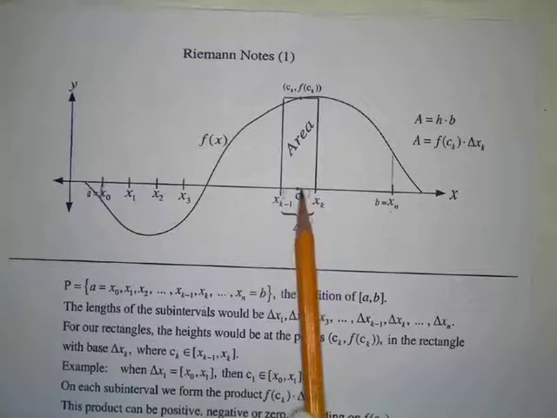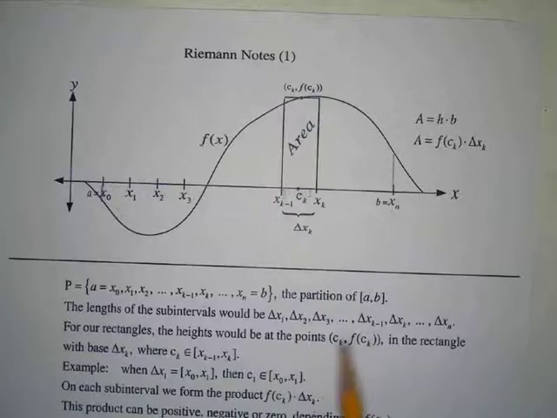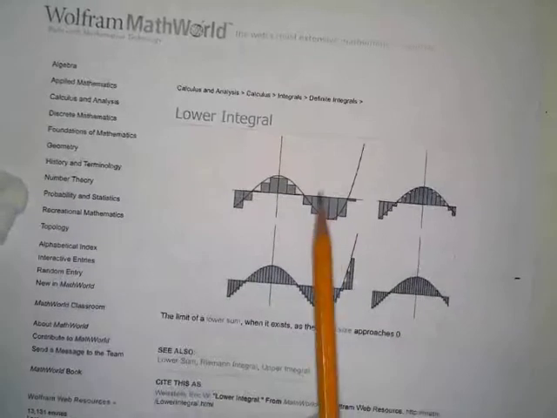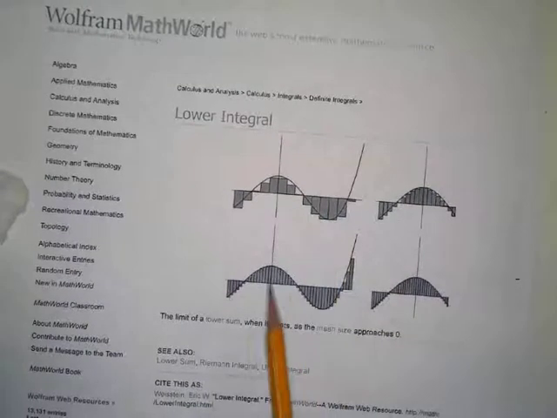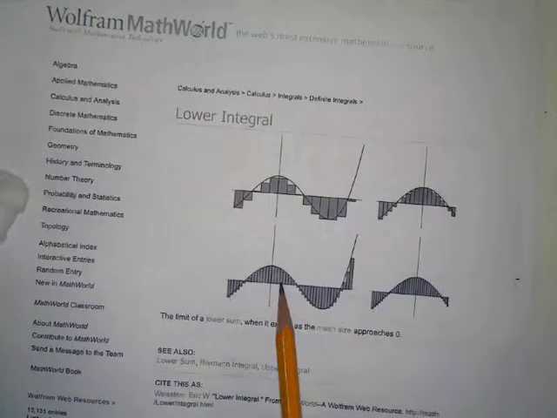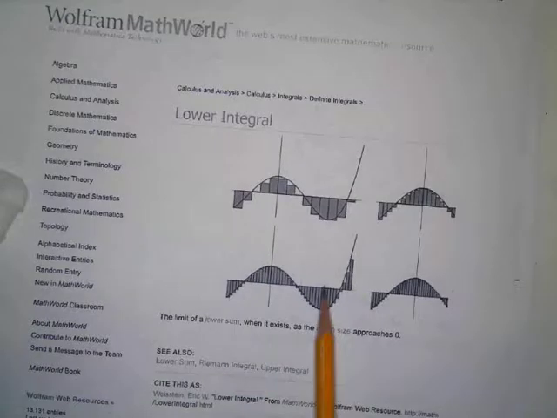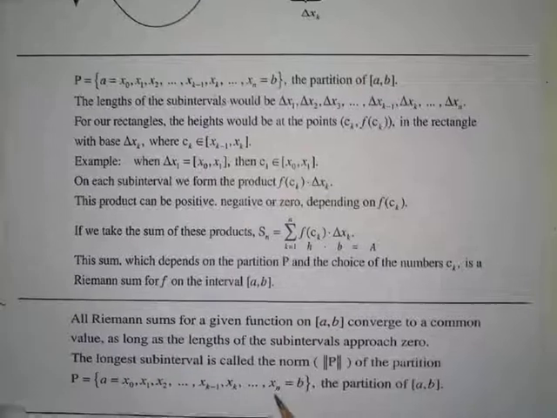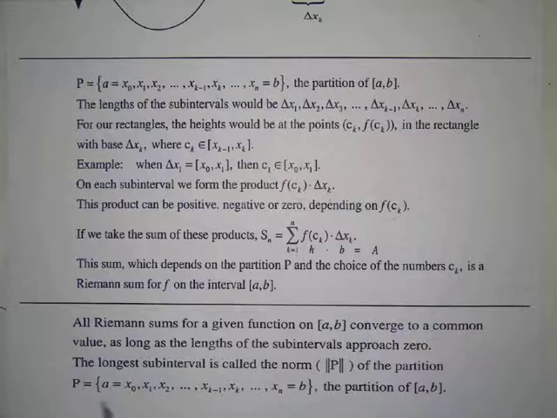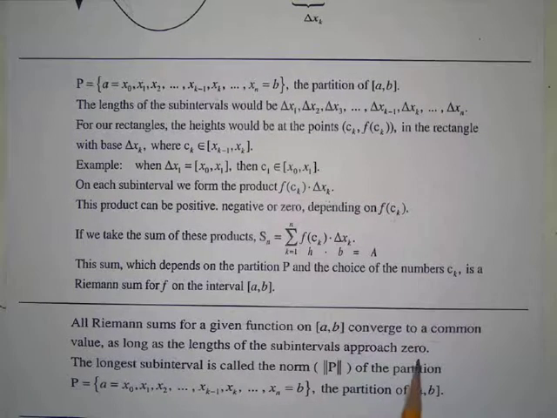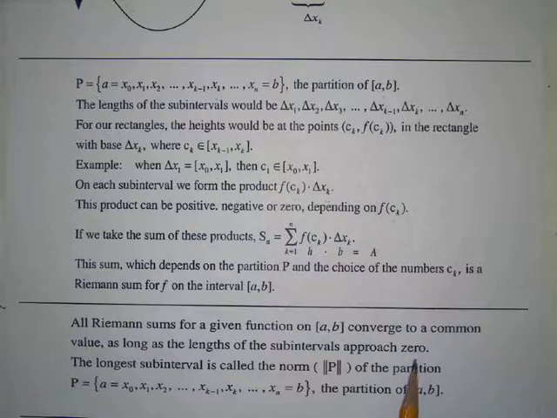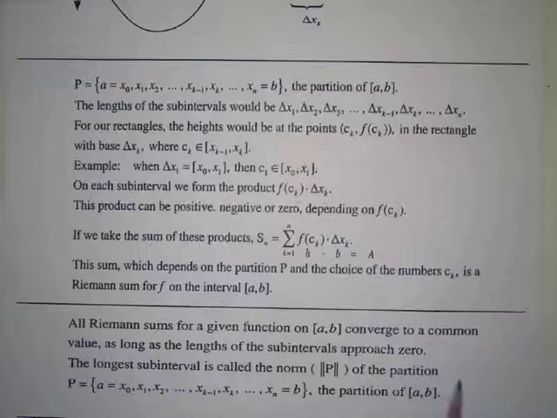So as I add more and more of these, as these get smaller, and you can look in your book, they show some examples, or again, we could look at this sketch over here. As these bases get smaller and smaller, I get more and more rectangles. As I get more and more rectangles, they all approach the same value, which is actually my net area. And that's all we're saying. So all Riemann sums for a given function on the closed interval converge to a common value as long as the lengths of the subintervals approach 0. In other words, I have more smaller bases, so I have more and more rectangles, and eventually I have what we call an infinite number of rectangles.